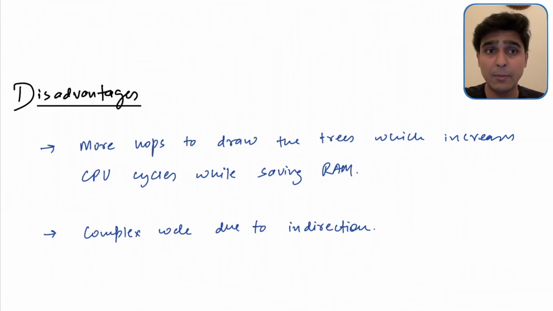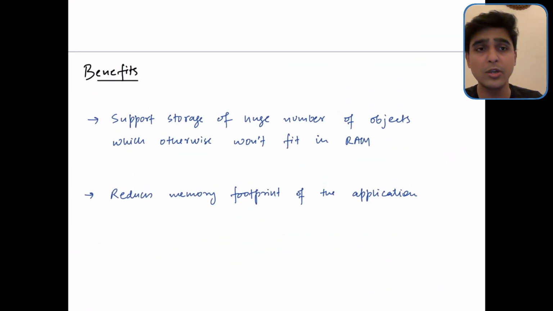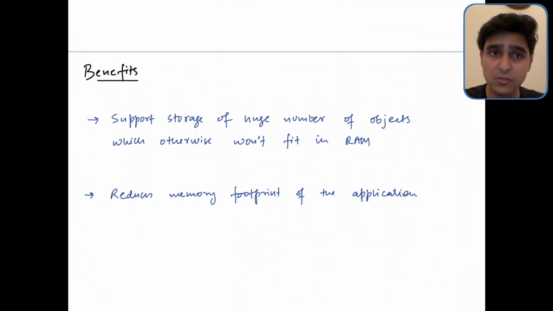For high performing applications, right, games are very heavy. So in games we can afford this, but if there is some high performing application, you don't want to create this indirection unless necessary. And then there is complex code due to the said indirection. So if someone is reading your code, they might get a little confused about why some part of this tree is stored outside. But these disadvantages do not matter that much if you really want to create a lot of objects which have a lot of state in common.